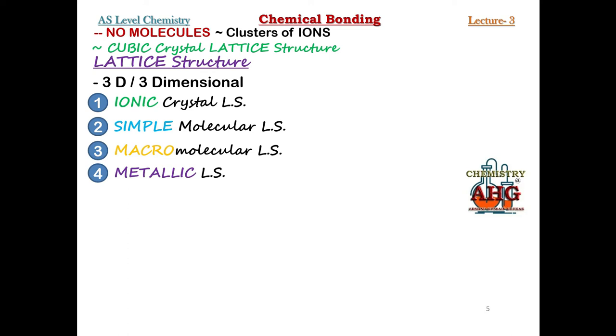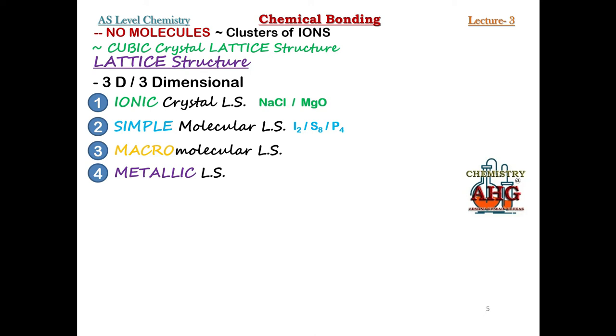You can remember one or two examples in each of these four cases. Commonly, for any ionic compound you can remember NaCl, MgO. For simple molecular lattice structure, you can remember the examples of simple diatomic molecule I2, iodine, octaatomic sulfur S8, tetraatomic phosphorus, P4.